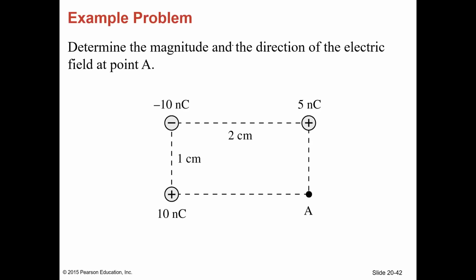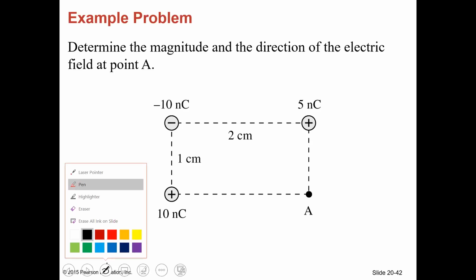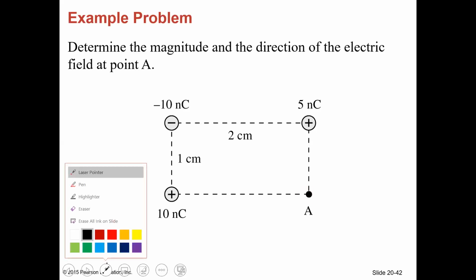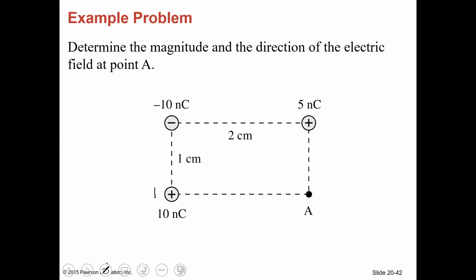So let me talk about this example. We have a point right here, point A. There's no charge at point A. It's just an empty point in space. So what the question is asking is, what is the electric field at point A? Just to give some references, I'm going to call these charge 1, charge 2, and charge 3. So if I reference charge 2, you know what I'm talking about. All right, so what's the electric field at point A?